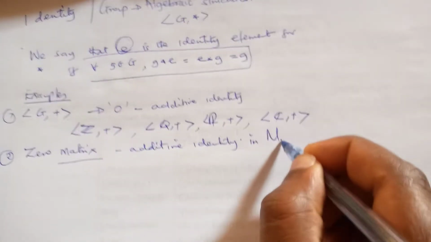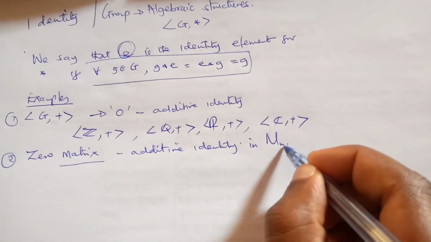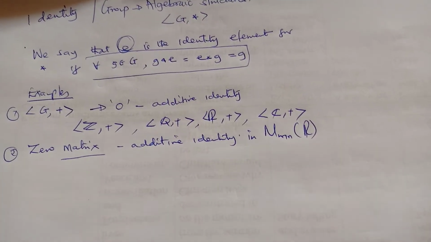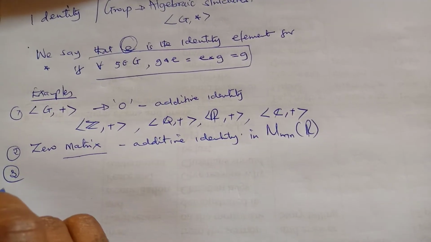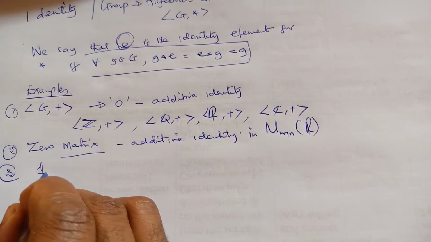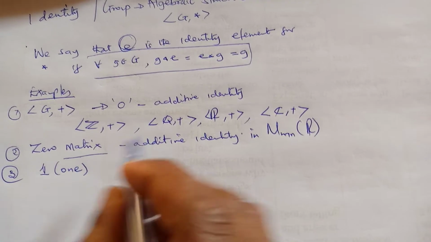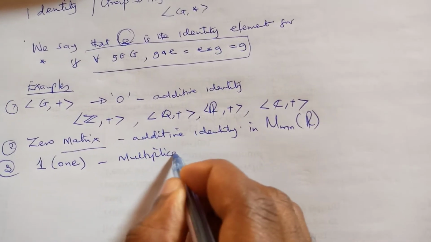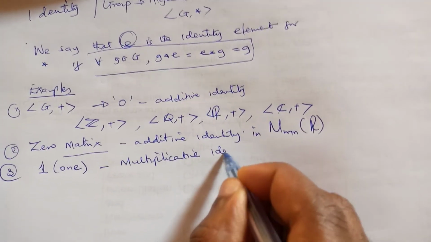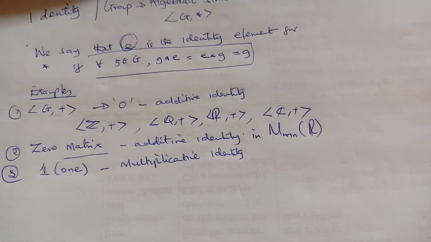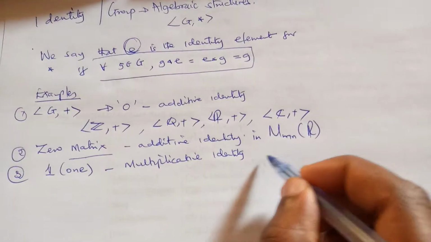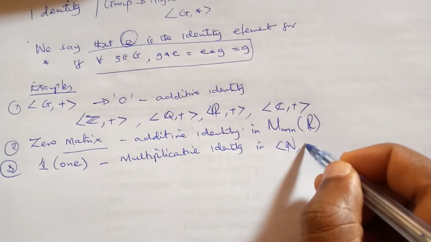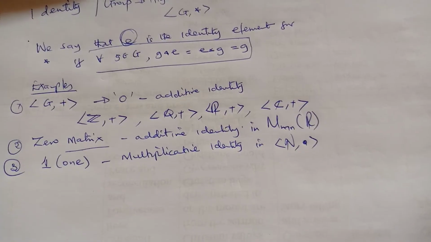In a given matrix n by n in the real set, and 1 will be a multiplicative identity in all natural numbers under multiplication.